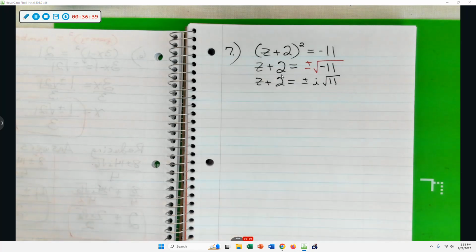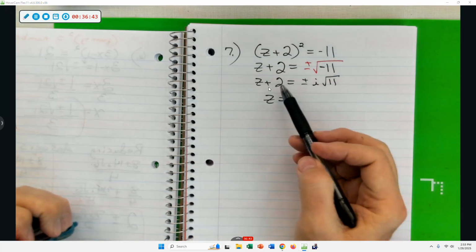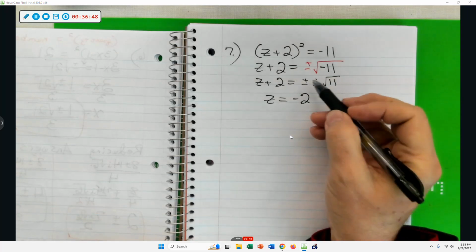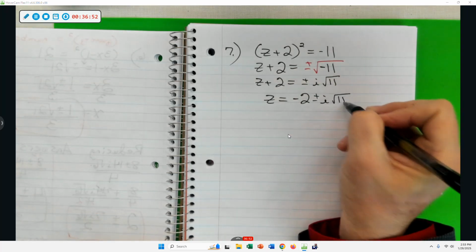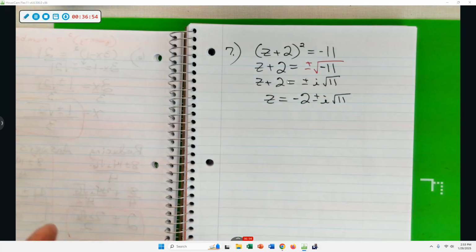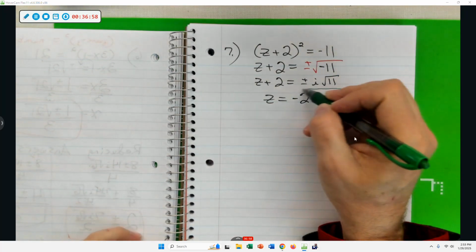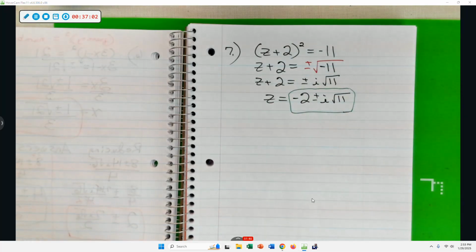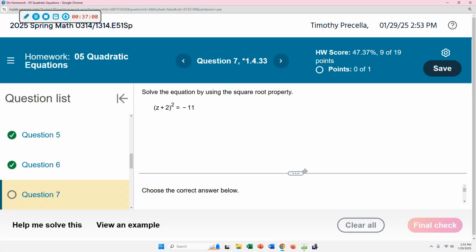Subtract 2, so we're going to have z equals, and it's standard practice when you move that constant over, put it on the left side, put it before the plus or minus. And it's not even a fraction. We don't have to worry about splitting up and canceling. It's not even a fraction. Negative 2 plus or minus i square root of 11. Any questions there? Oh, wait, it's multiple choice.